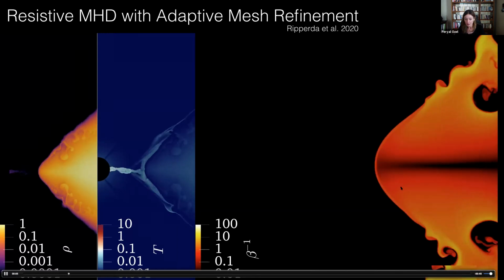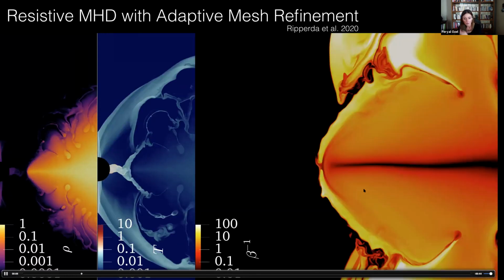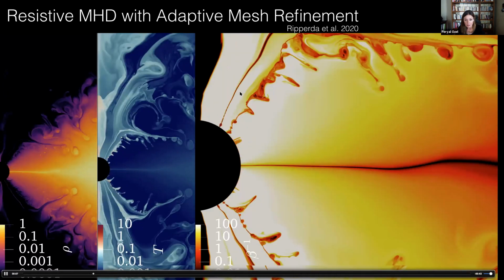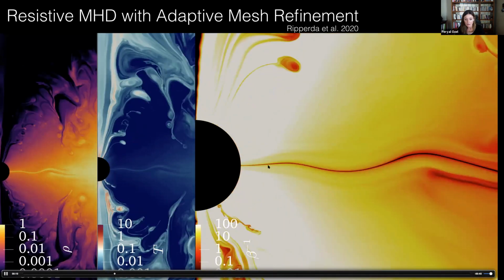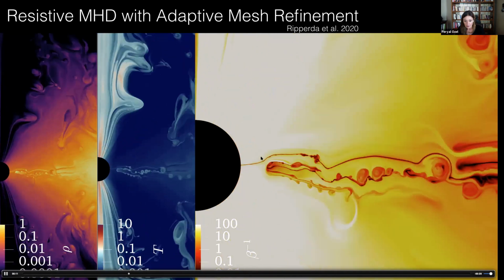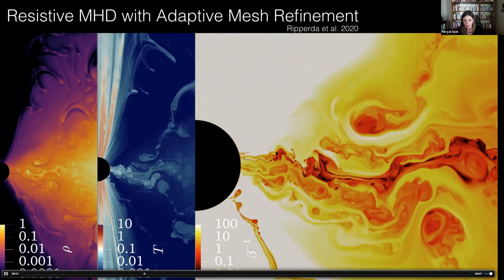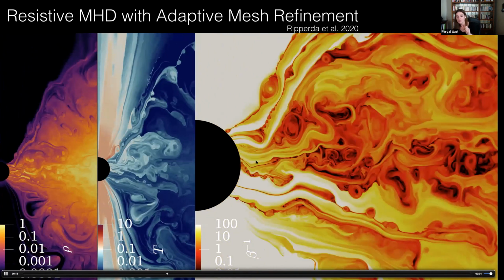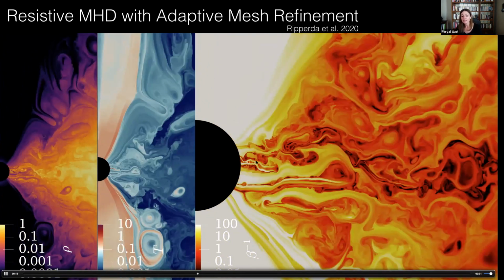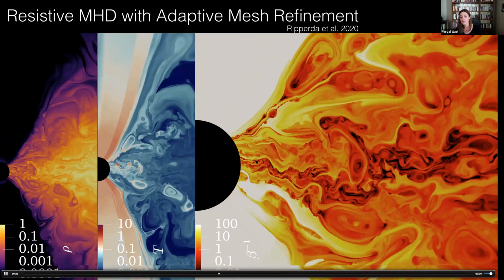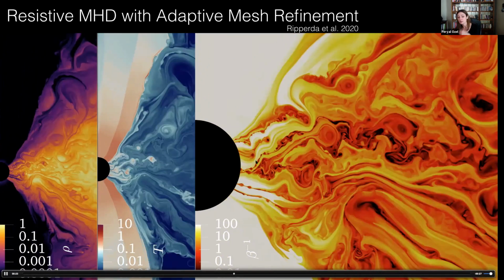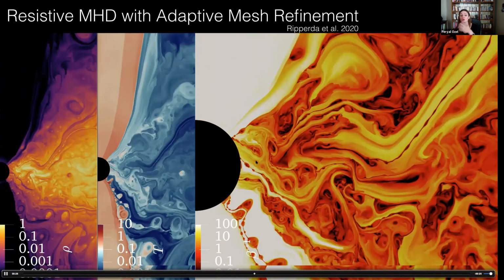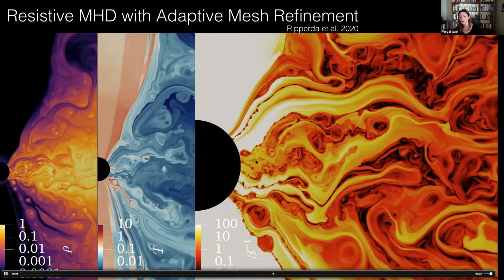Look especially at this one, where you see these beautiful little islands forming. These are potential sites of magnetic reconnection. So they can artificially increase resistivity here and identify how frequently does this happen, how big are these plasmoids that form, and what could the effect on the large scale flow be.